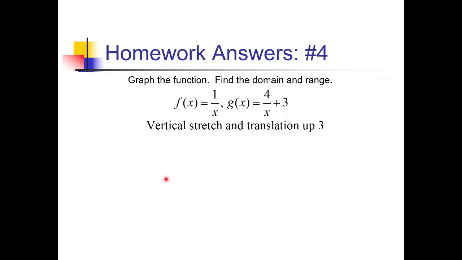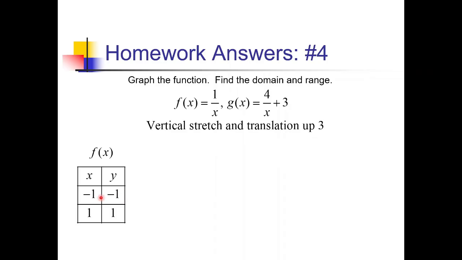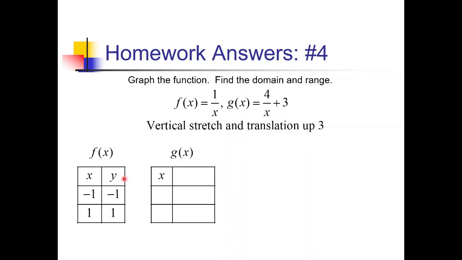So let's implement this. First off, let's do our parent table. That's -1, -1, and 1, 1. And now my g function, for the x's, I'm not doing anything in the denominator here, so we still have just regular x for that rule.